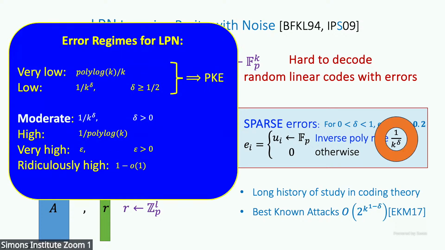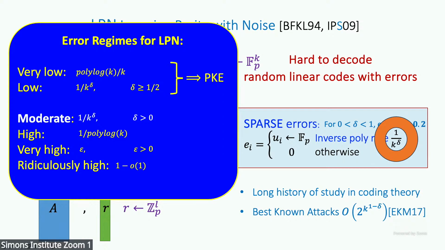So I want to briefly mention a little bit about this error regime. These are my own names, but roughly speaking, you can think about several different error regimes for LPN. What I would call the very low regime would be where the probability of an error is only polylogarithmic over k, which means that there's still enough error that we can't just find places without error and solve via Gaussian elimination, but just barely. And it turns out even here, we don't know anything better than a quasi-polynomial attack. So even for this extremely low regime, as far as we know, this is secure.